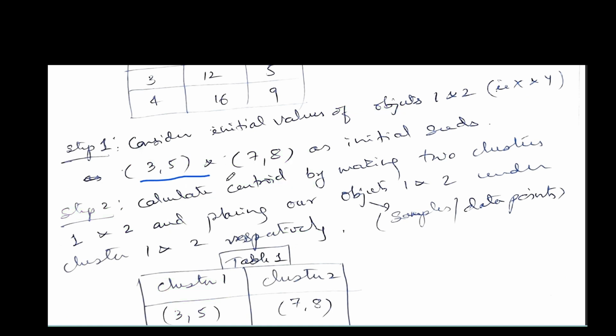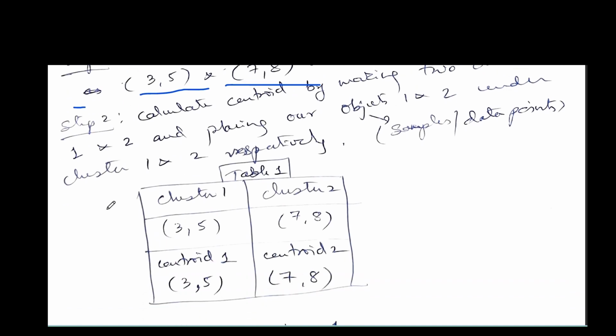These 3, 5 and 7, 8 are the initial centroids we have chosen. Now step 2: calculate centroids by making two clusters, 1 and 2. These are the centroids we took from the data itself, 3, 5 and 7, 8. So these are the two clusters now, and these are only the two centroids.